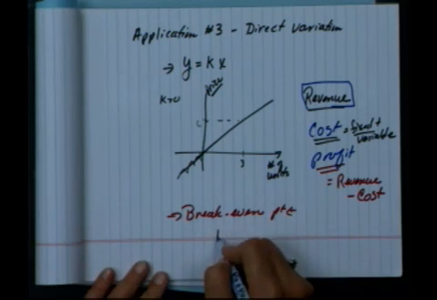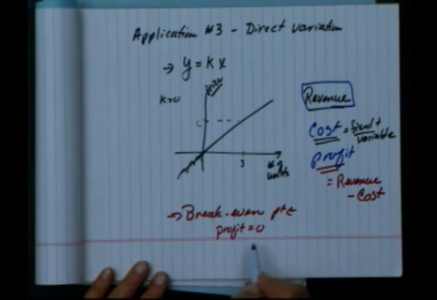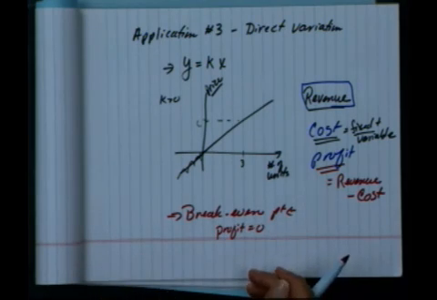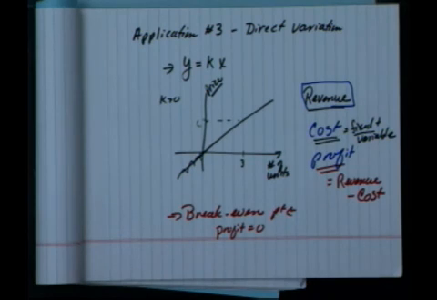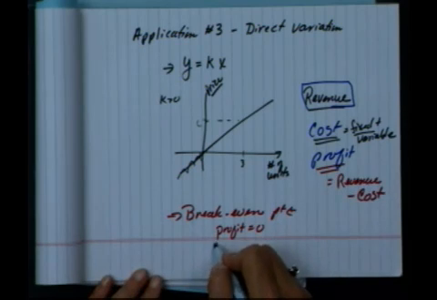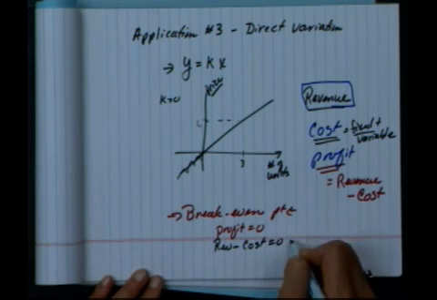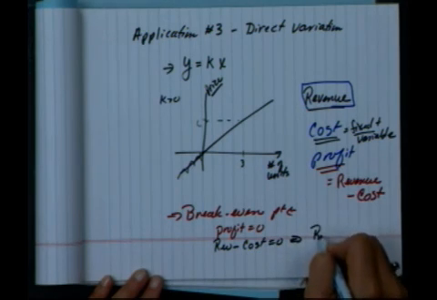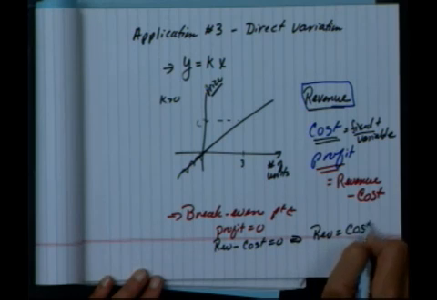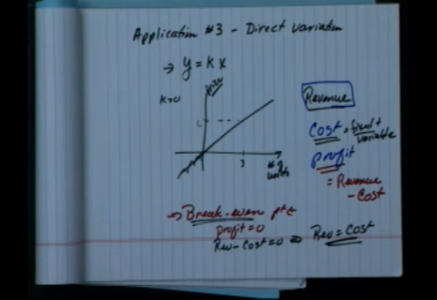Okay, two ways to look at it. You can say your profit is equal to zero. When you're breaking even, you haven't lost anything, haven't made anything. Or if you use what profit is, that is revenue minus cost equals zero. Or you could say revenue is exactly equal to the cost. That is where you have your break-even point.